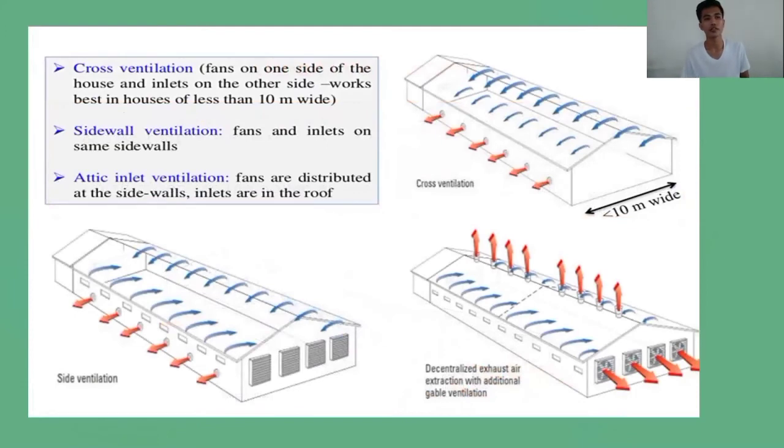Cross ventilation. Fans on one side of the house, inlets on the other side. Works best in houses of less than 10 meters wide. Sidewall ventilation. Fans and inlets on the same side walls. Attic inlet ventilation. Fans are distributed at the side walls, inlets are in the roof.